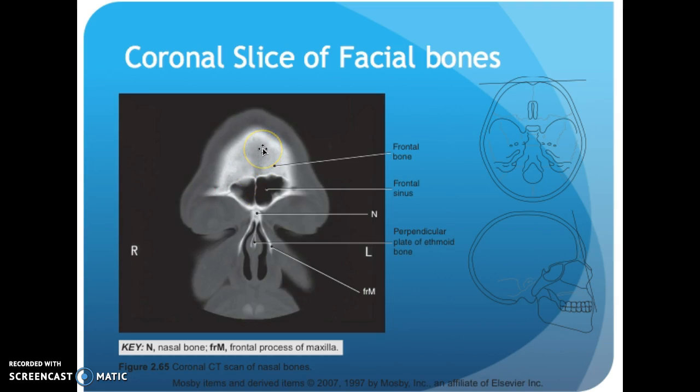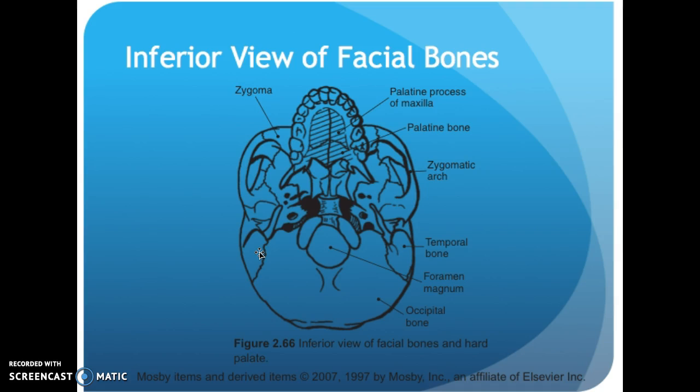This is a CT. This is a coronal slice, your frontal bone, frontal sinus, nasal bones, and this is your frontal process of your maxilla coming down on either side, and your perpendicular plate down the middle. Inferior view, coming around, you have your palatine process of your maxilla with your palatine bone. Posterior to that, zygomatic arch with your temporal bone, foramen magnum, occipital bone, and your zygoma there.